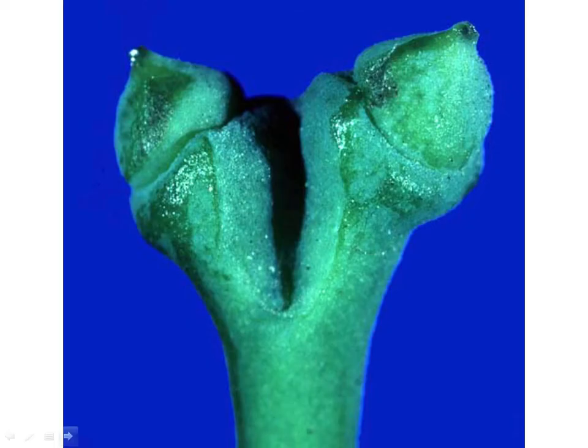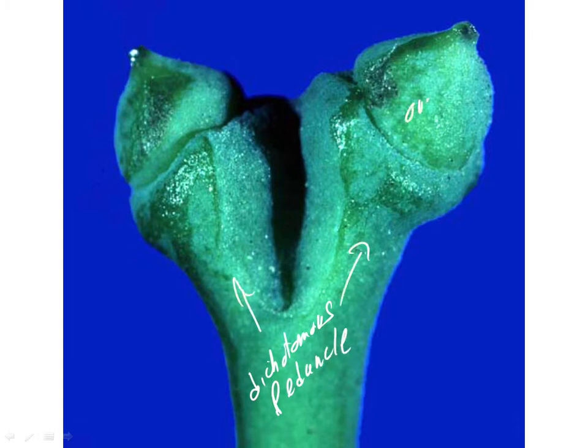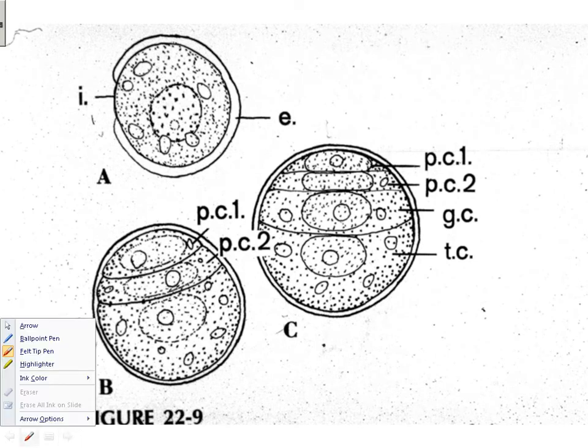Here they are again, a much nicer picture. Here's the dichotomous peduncle. It's the ovule. That outer covering that I'm writing on top of is the integument. The micropyle then would be down there. So the hole would be through that integument then. We'll look at that in a second, but here's a pollen grain.